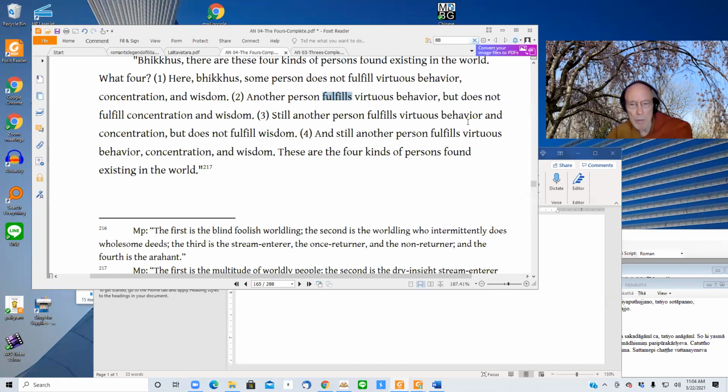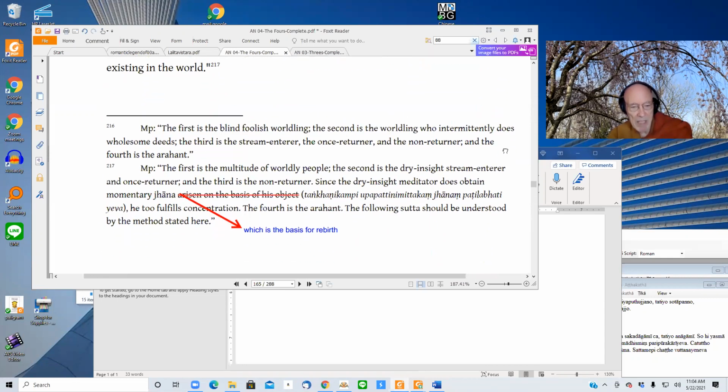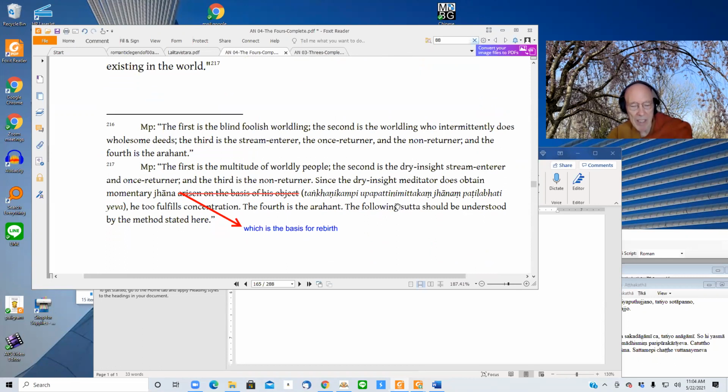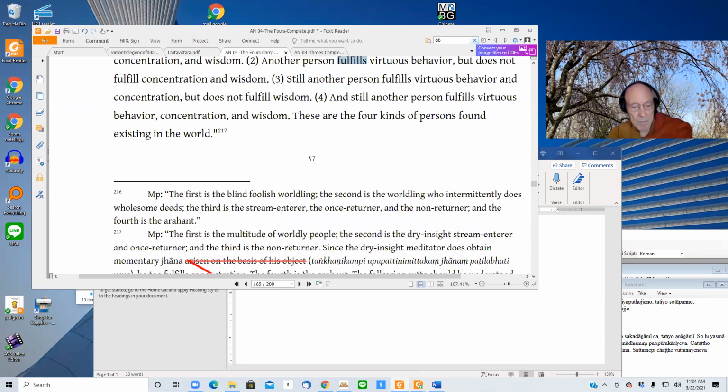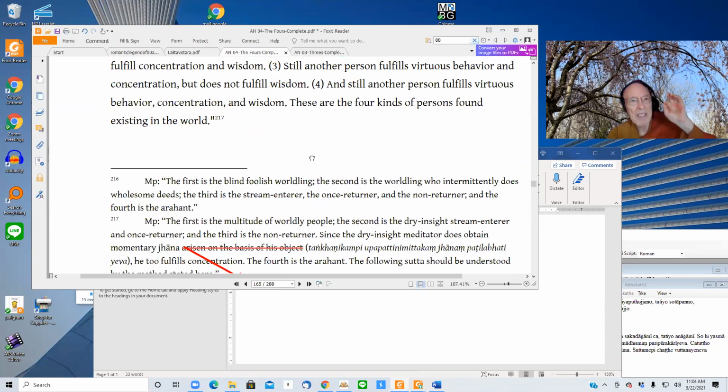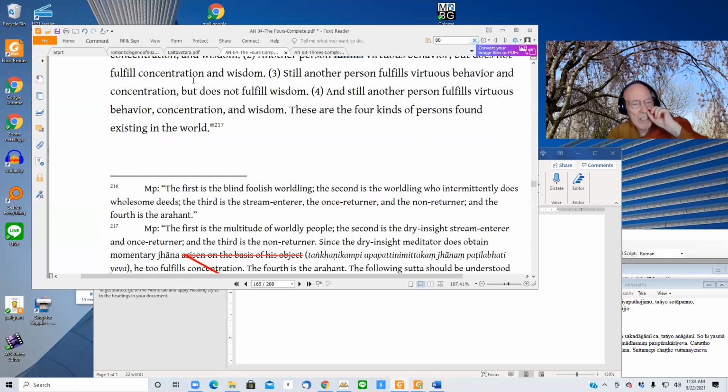Okay, now we have the person who fulfills virtuous behavior and concentration, but not wisdom. According to the commentary, this is the non-returner. Now, the commentary recognizes a dry insight meditator who can become a non-returner or even an arhat. So what is the concentration for the non-returner?